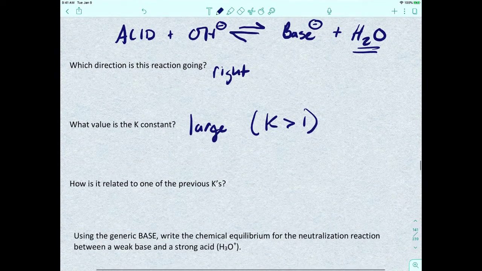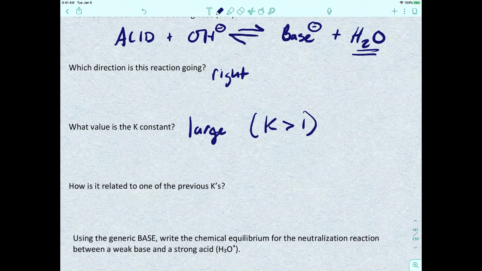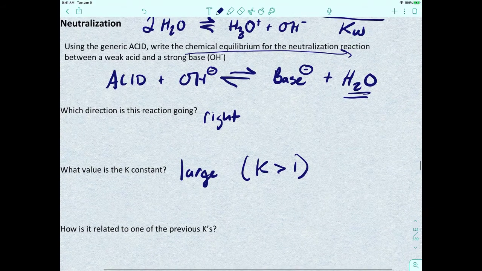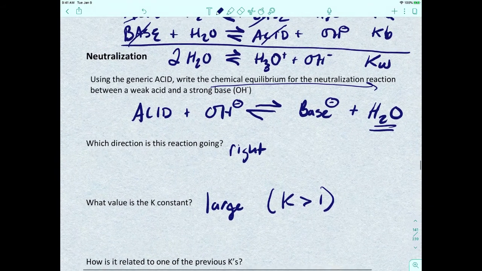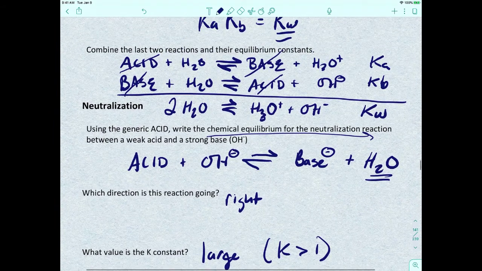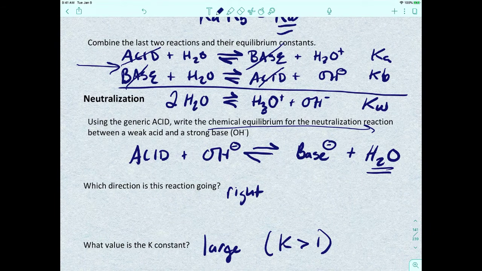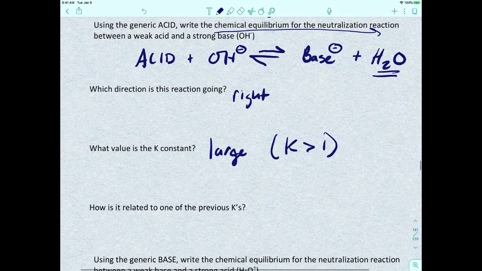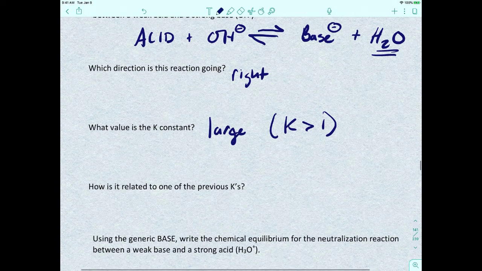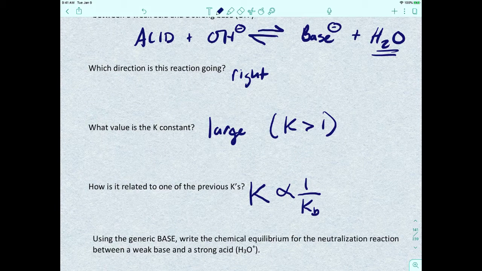Now, how is this going to be related to the previous Ks? Because remember, this reaction is pretty much the reverse of what we've done right here. So your reactants are now your products, and your products, your reactants. So how is this going to be related? Well, this new K that we're looking at is going to be proportional to 1 over the Kb value.